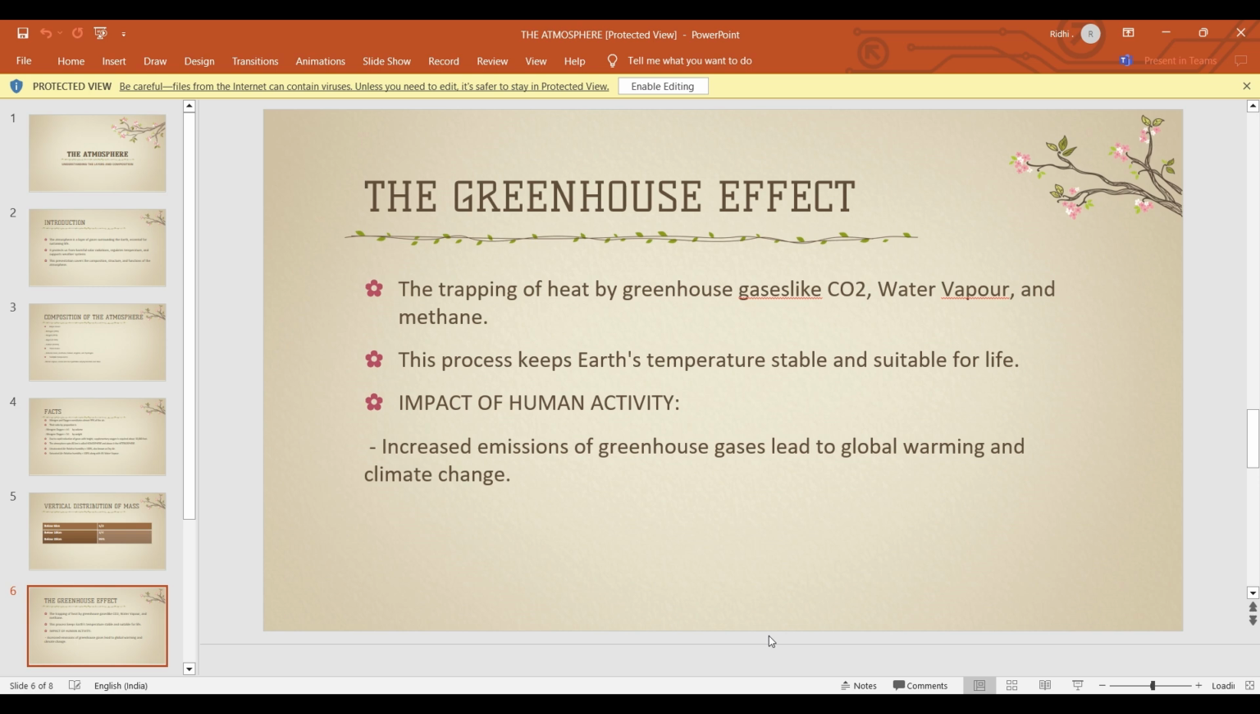What is the impact of human activity? The increased emissions of greenhouse gases lead to global warming and climate change. All the changes in the climate or the excess of global warming in today's generation or time is 99.9% due to the increased emission of the greenhouse gases.